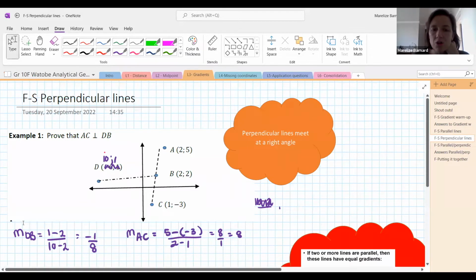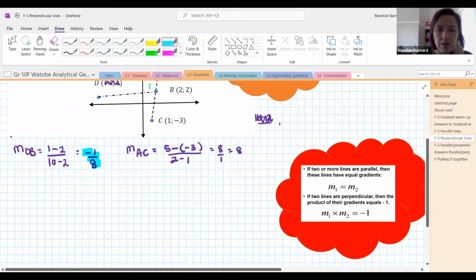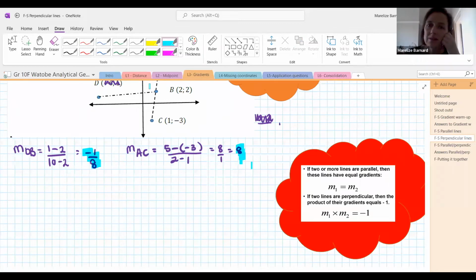Okay, so what do we notice here? We have a gradient of -1/8 and a gradient of 8 for these two lines. What do we notice about those two numbers? It's quite interesting, isn't it? Because we have an 8 and a -1/8. Does anyone want to put their hand up and tell me, what do you notice with the gradients of the lines? The one is 8 and the other one is -1/8. What do you notice?